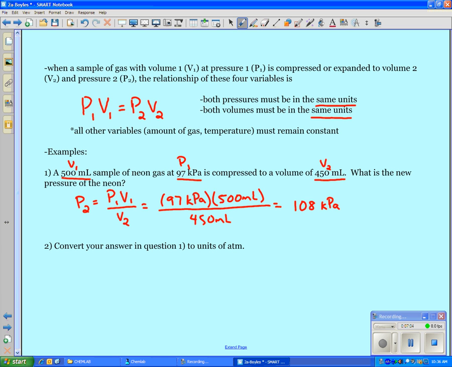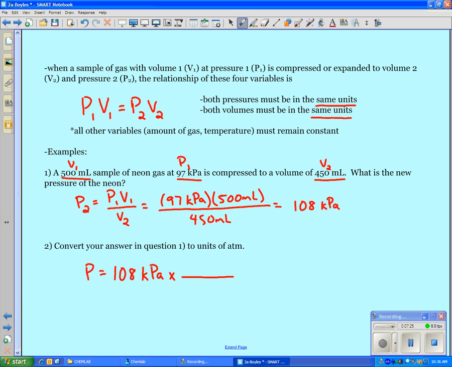For question 2, we're just going to do a quick conversion calculation. Practice conversion is going to happen in a lot of your questions. So new pressure, but in units of ATM. Take your 108, which is actually 107 point something something something in your calculator.